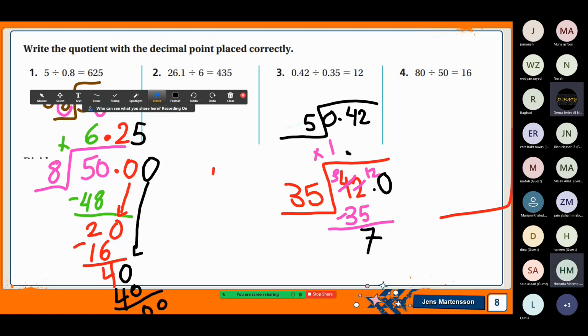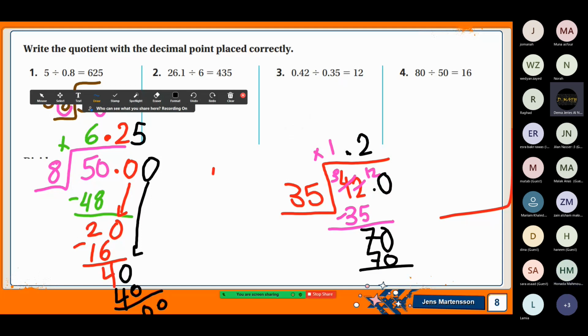We bring the 0 down. It will be 70 divided by 35 is 2. 2 times 35 equals 70. And now the remainder is 0, so I will stop here. It's so easy.